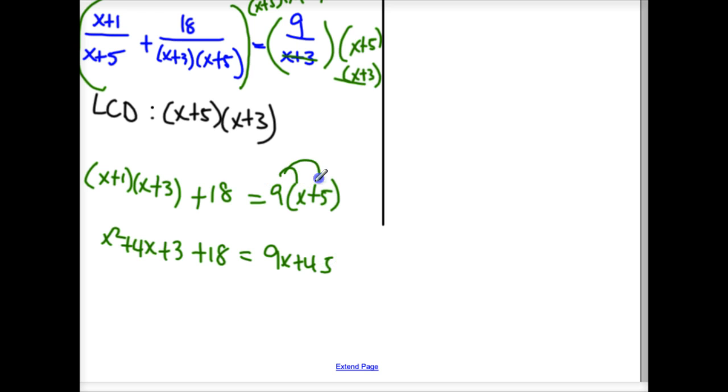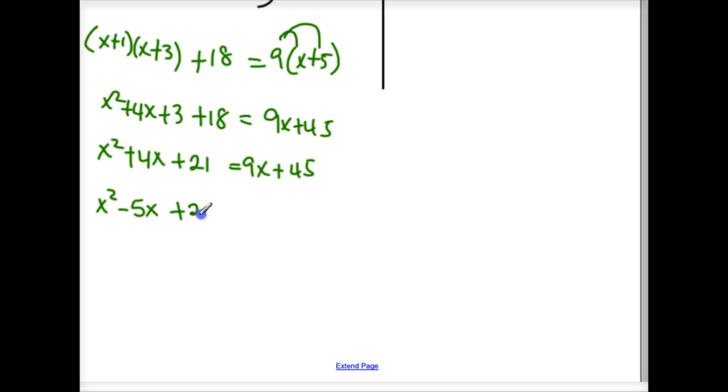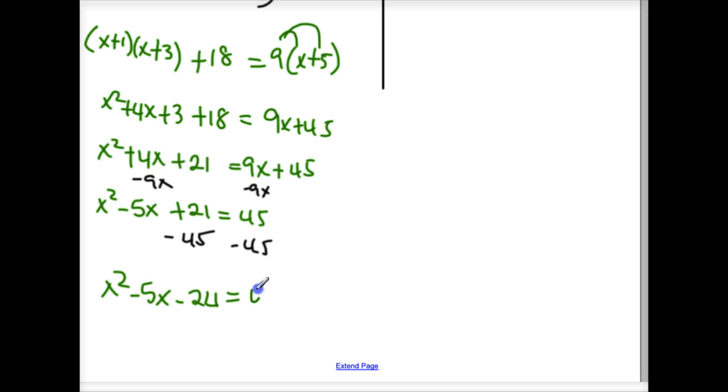45. I distributed. Now because this is a quadratic, I want to combine my like terms and move everything around. So this becomes x squared plus 4x, 18 plus 3 is 21, is equal to 9x plus 45. Minus 9x on both sides, x squared minus 5x plus 21 is equal to 45. Take away 45 on both sides. You are left with x squared minus 5x minus 24 is equal to 0.